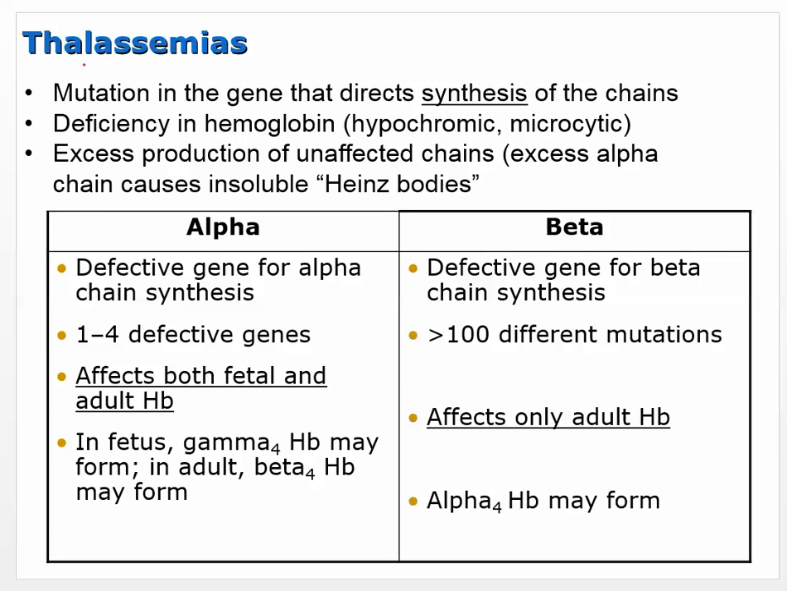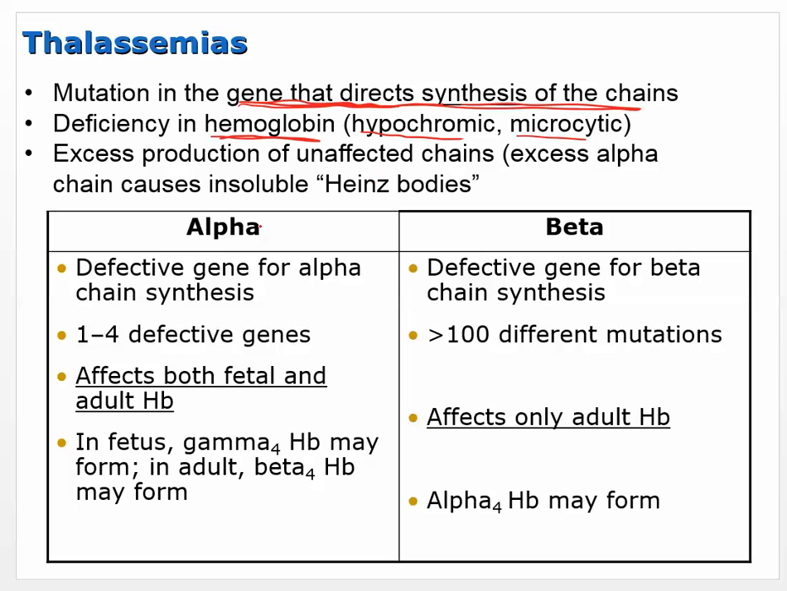Now we're going to talk about something called thalassemias. Whereas sickle cell was an actual mutation in the beta chain, thalassemias are a mutation in a gene that produces an enzyme that directs synthesis of the chain. That means you're not synthesizing the chains the way you're supposed to, and it's going to lead to a deficiency in hemoglobin because the chains are part of the hemoglobin. So you're going to see that they're hypochromic, they're microcytic.